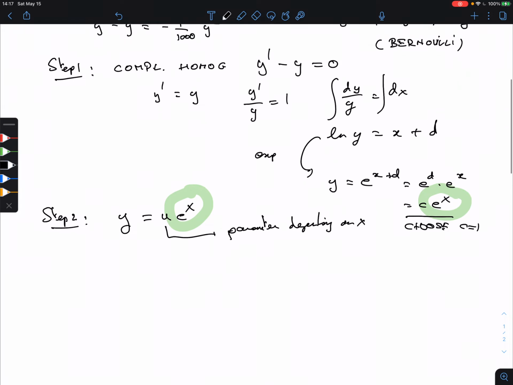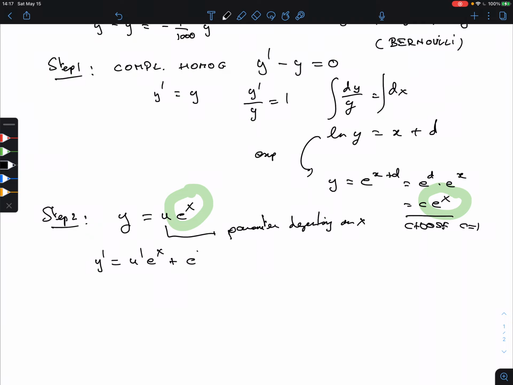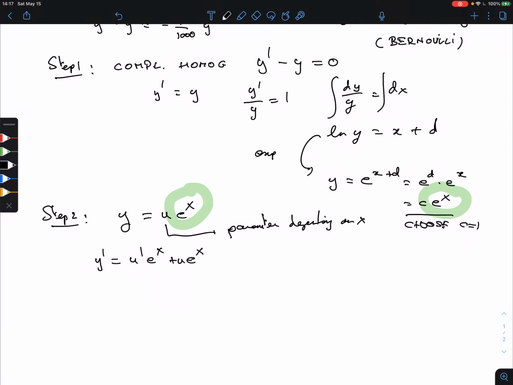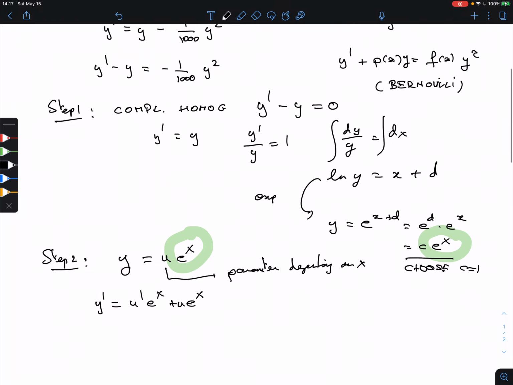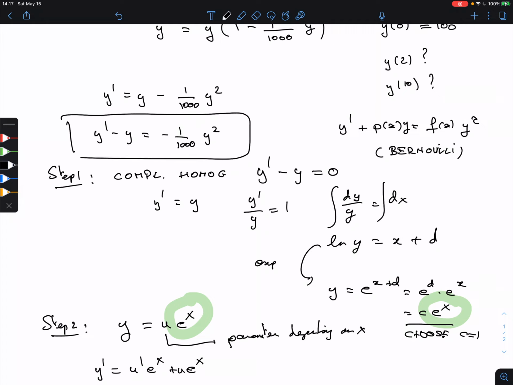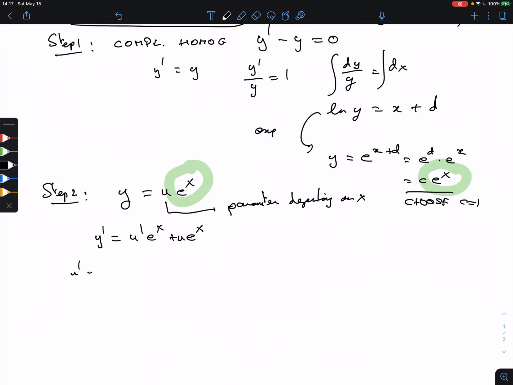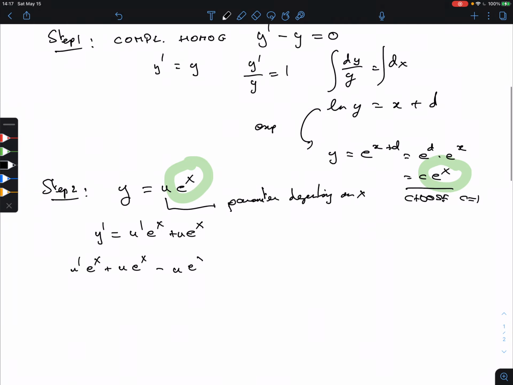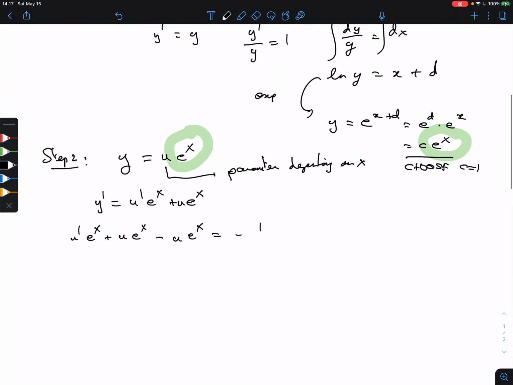Okay, and then what do we do? Well, we take the derivative here. y prime is the derivative of the first, copy the second, plus copy the first, take the derivative of the second, sorry. And then you plug this into the original equation. This is our original equation. So we get u prime e to the x plus u e to the x minus y, which is u e to the x, equals a minus 1 over 1,000 y squared, but y squared is u squared e to the 2x. I have to square this thing, and squaring a power, the power of a power is the product of the exponents. All right, that's it.